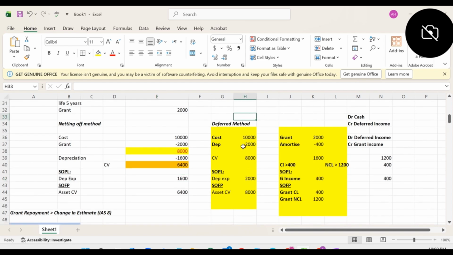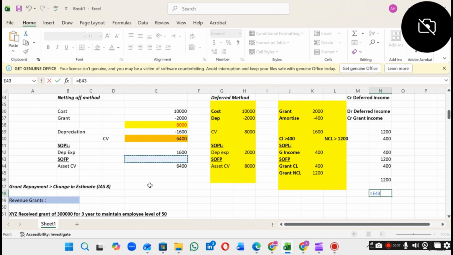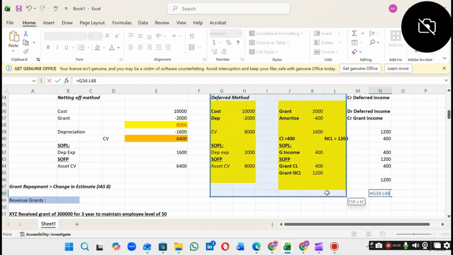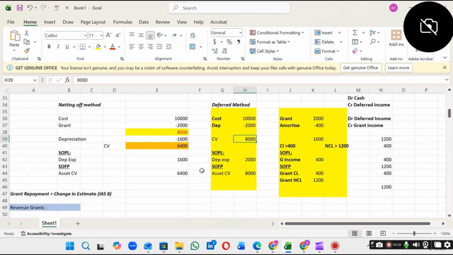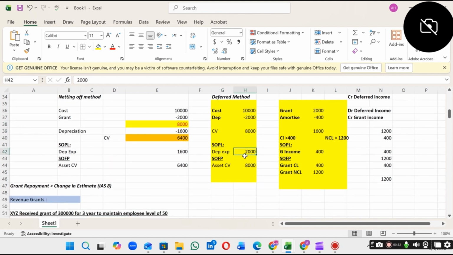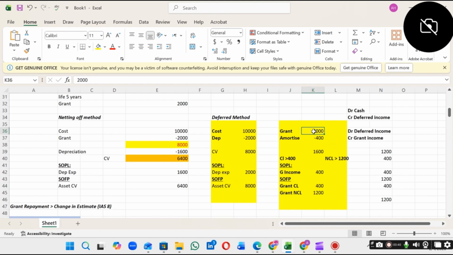So for the deferred method, here we have an option. In the deferred method, we will record the plant separately from the grant value, and we will get 2,000 depreciation. Now deducting the 2,000 from 10,000, we will get the 8,000 carrying value. We will record the depreciation expense of 2,000 in the statement of profit and loss. And for the SOFP, we will record the 8,000 amount. The grant will be recorded as 2,000.